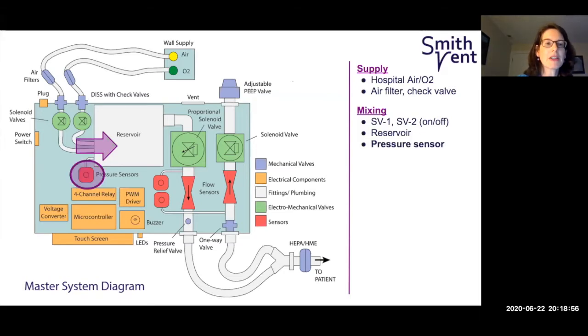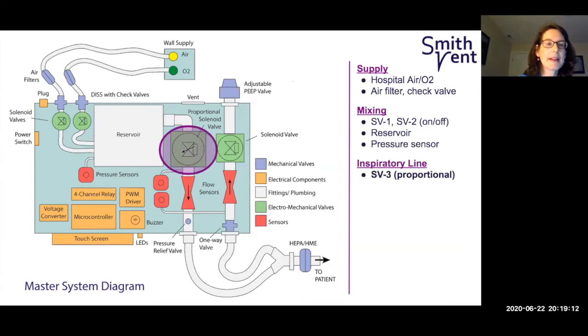We continually measure the pressure in the reservoir using a pressure sensor and control the opening of the first two solenoid valves to keep the reservoir pressure between 10 and 25 psi. So then the airflow exits that far end of the reservoir. It goes into what we call the inspiratory line. The first component on the inspiratory line is the proportional solenoid valve, or SV3, which allows fine control of the flow passing through, something like a very precise dimmer switch.